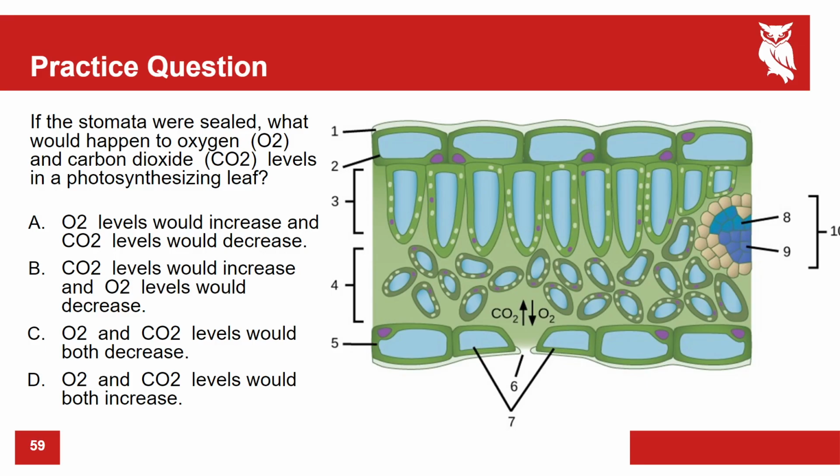Go ahead and throw up your gang signs. Correct answer is A. O2 level will increase. Remember, during the light-dependent reactions, we make oxygen. And as part of the Calvin cycle, which comes later, we take in CO2 and turn it into sugars. So CO2 would go down because we don't have any gas exchange. As you can also see here, oxygen is supposed to go out, CO2 is supposed to come in. That would kind of give you a little hint.